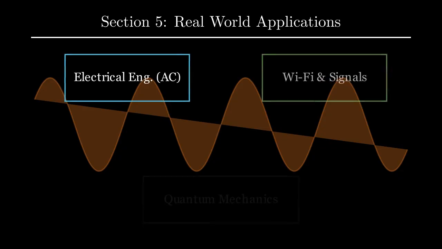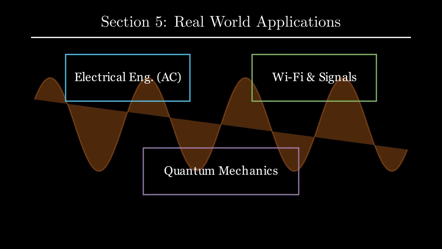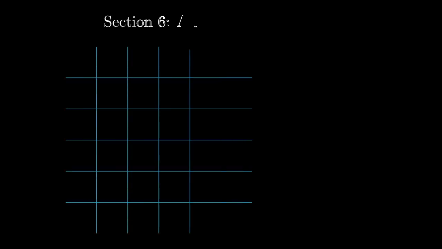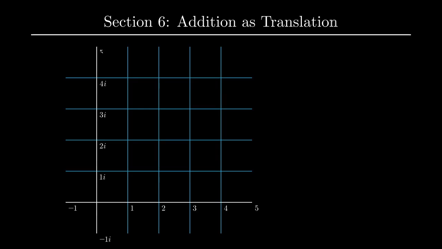Section 5. Real-world applications. You might ask, why do we care about imaginary numbers if they are just on a map? The truth is, they run our modern technological world. In electrical engineering, alternating current or AC circuit analysis relies entirely on complex numbers to manage voltage and current phases. Signal processing in your Wi-Fi and the very foundation of quantum mechanics via the Schrödinger equation absolutely depend on the mathematics of complex numbers. They are the invisible gears of the modern era.